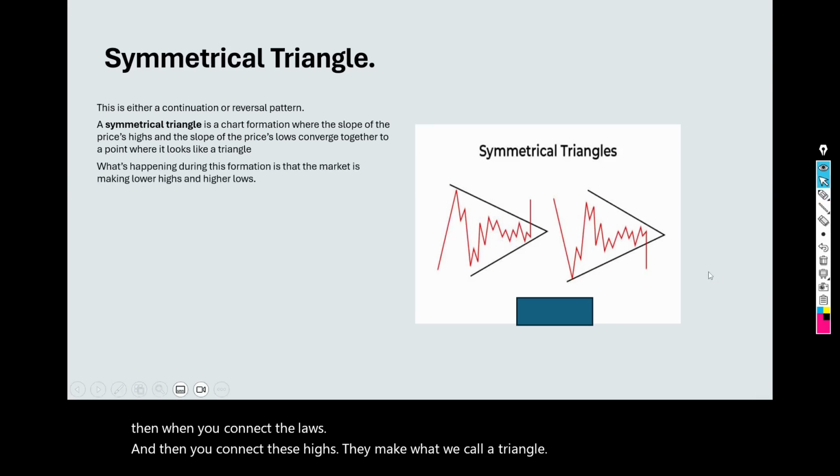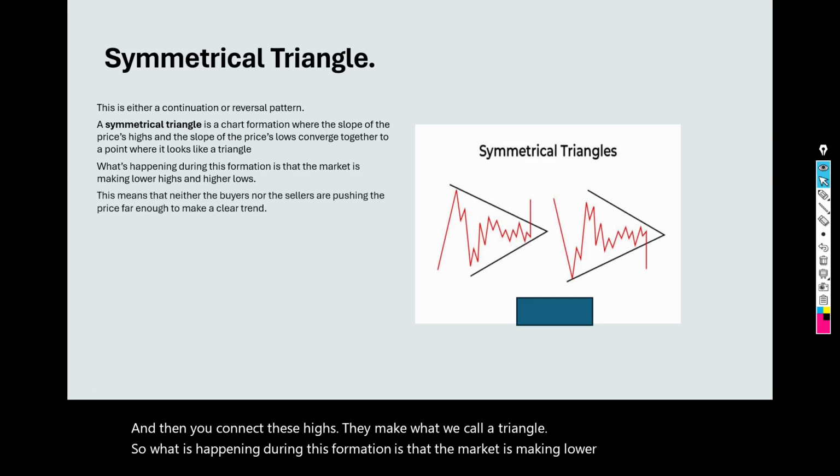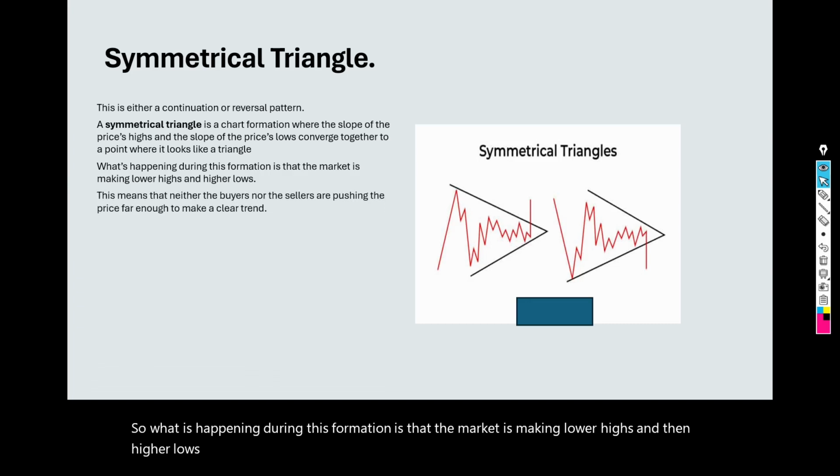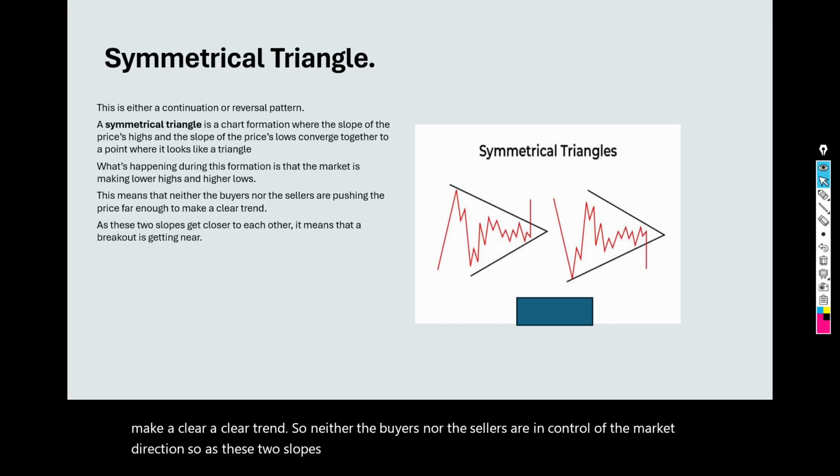So what is happening during this formation is that the market is making lower highs and then higher lows, and this means that neither buyers nor sellers are pushing the price far enough to make a clear trend. So neither the buyers nor the sellers are in control of the market direction. So as these two slopes get closer to each other, it means that the breakout is getting nearer.